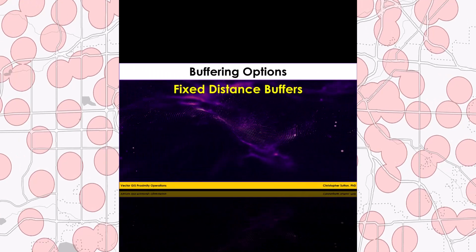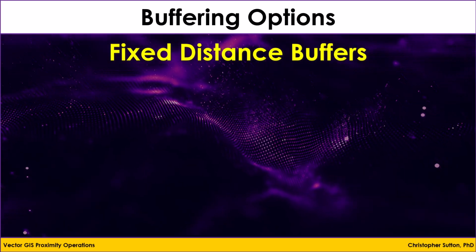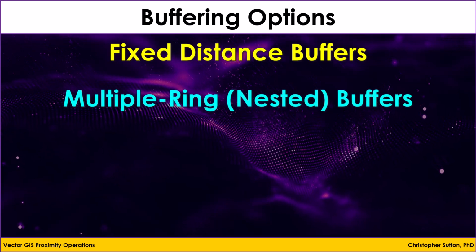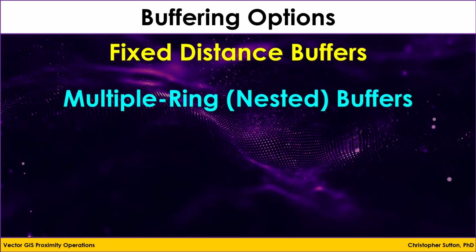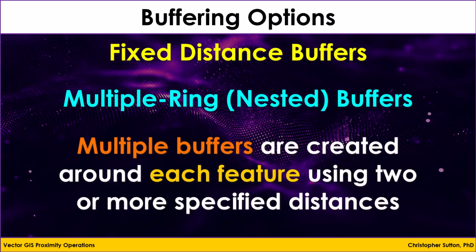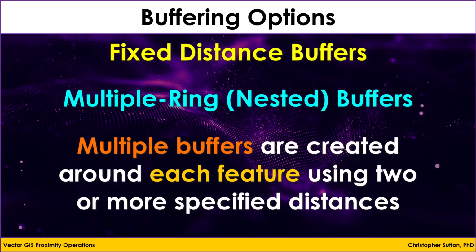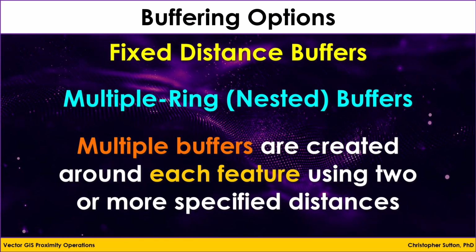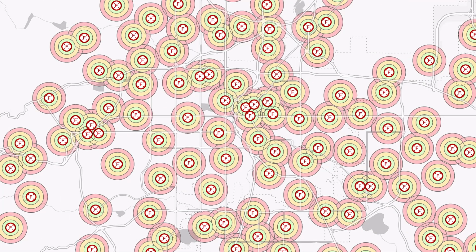A variation on fixed distance buffers is what we call multiple ring buffers. As the name implies, multiple ring buffers are when you create multiple buffers around features using 2 or more specified distances. Here are the fire stations with buffers at a 1/2 mile, 3/4 of a mile, and 1 mile.